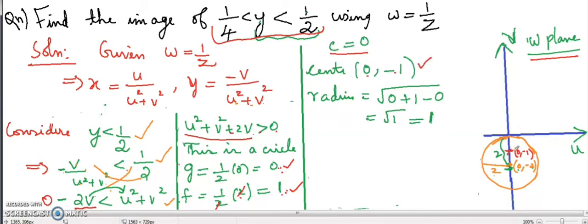So this is the center of the circle. And what is the radius? Radius is 1. So this much distance is 1. This distance is 1, this distance is also 1. So the circle will be like this. It will touch this point. Okay, it will be like this.